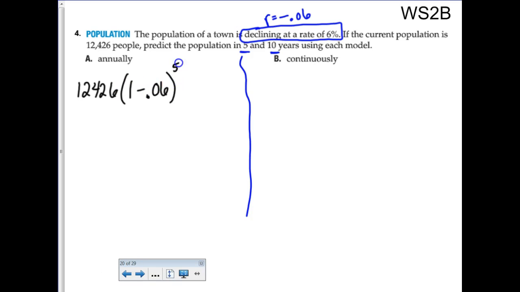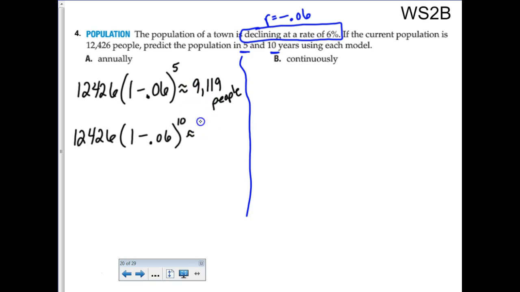And then for 5 years, we're going to figure this out. And remember, this is people, so you should be rounding to the nearest whole person. And you're going to figure it out for 10 years as well. Let's see. I think I got 9,119 for here. And then 6,693.